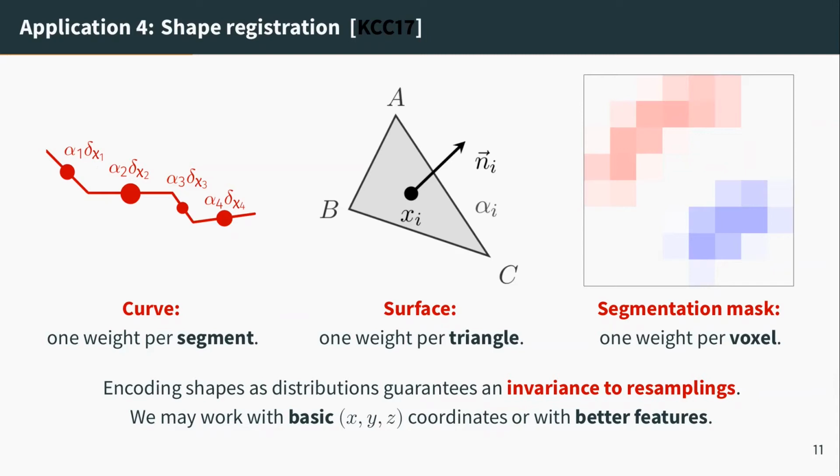And just to be clear, here in those pictures, I only work with the basic X, Y, Z coordinates of the points, but in real life, you would embed your Diracs in a high dimensional space of features, where at the very least, for instance, for triangles, you keep track of the orientation of the triangles, you keep track of the curvature, these kinds of things, and maybe you use deep learning features. But basically, you keep in mind this nice probabilistic structure. Essentially, it's equivalent to understanding a shape as the uniform distribution on its surface, mathematically.